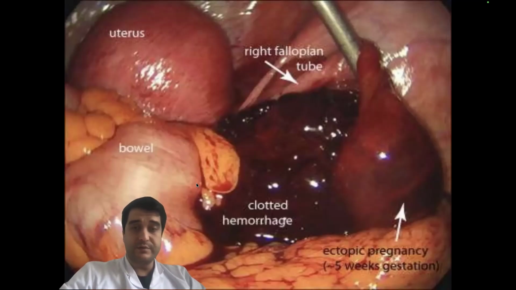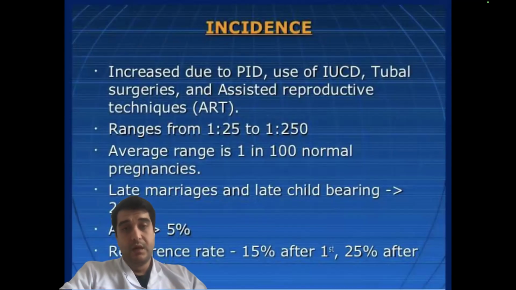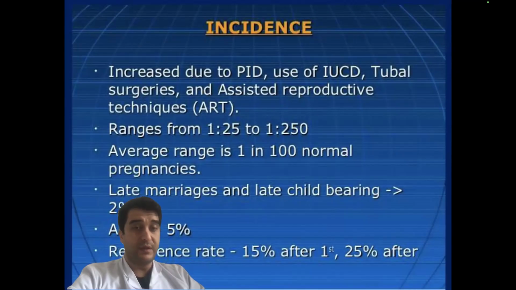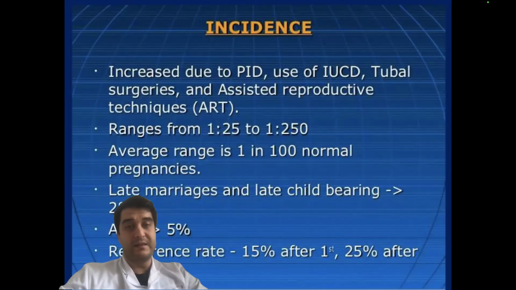As you can see, this is the uterus, bowel, and this is the fallopian tube. In this case, we have an ectopic pregnancy, 5-week gestation. It's a clotted hemorrhage. In this case, we have a ruptured ectopic pregnancy in the fallopian tube. Incidence increases due to PID, use of IUCD, intrauterine devices, tubal surgeries, and assisted reproductive techniques. Range from 1 in 125 to 250. Average rate is 1 in 100 normal pregnancies. Late marriage and late childbearing, 2%. ART 5%. Recurrence rate 15% after the first, 25% after the second ectopic pregnancy.